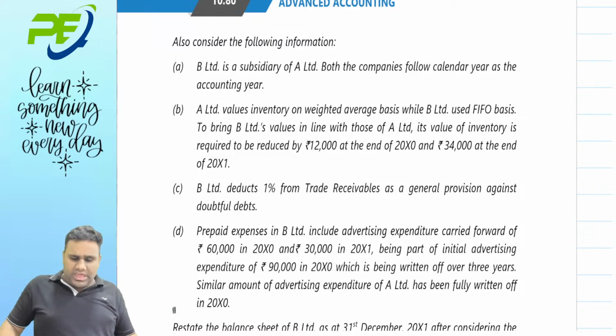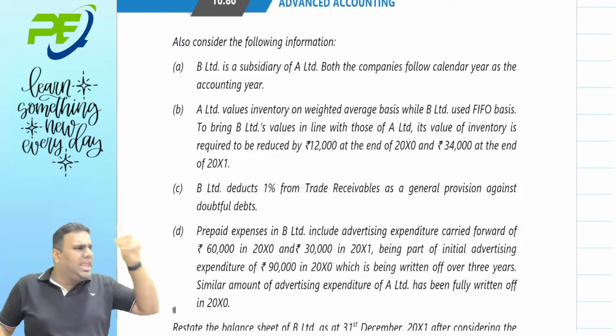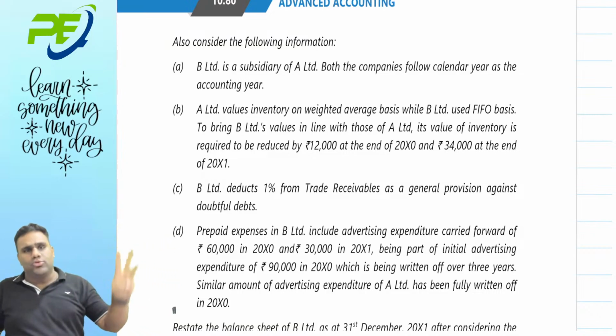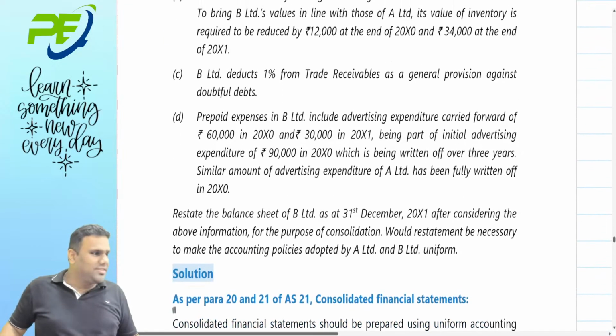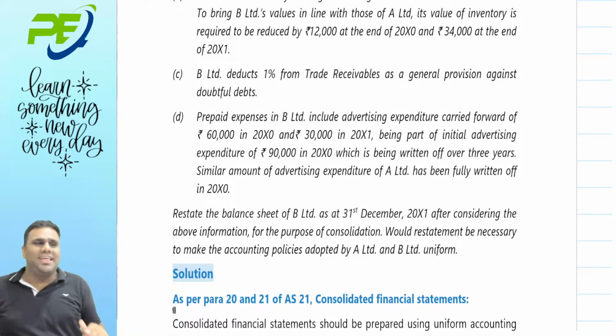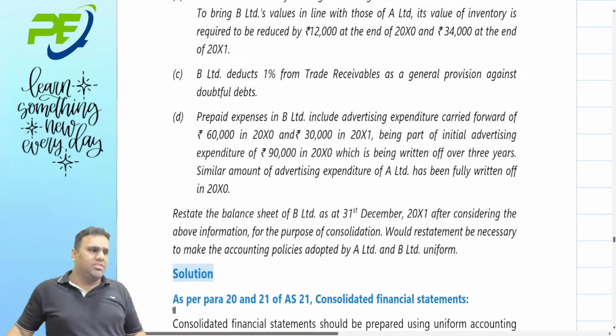Now, totally, if you see, there are only 3 adjustments in the problem. Stock, provision, and prepaid expenses. Only 3 adjustments. For that, we have to do the entire problem. And I don't have a choice, we have to do. Restate the balance sheet. Restate the balance sheet. So prepare the same balance sheet but with different figures.